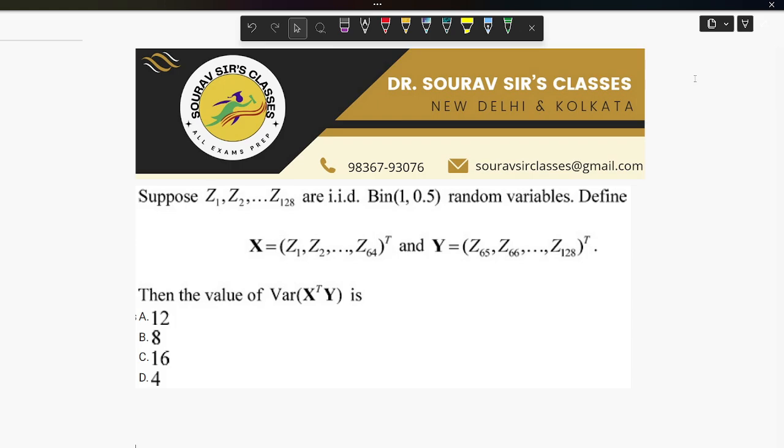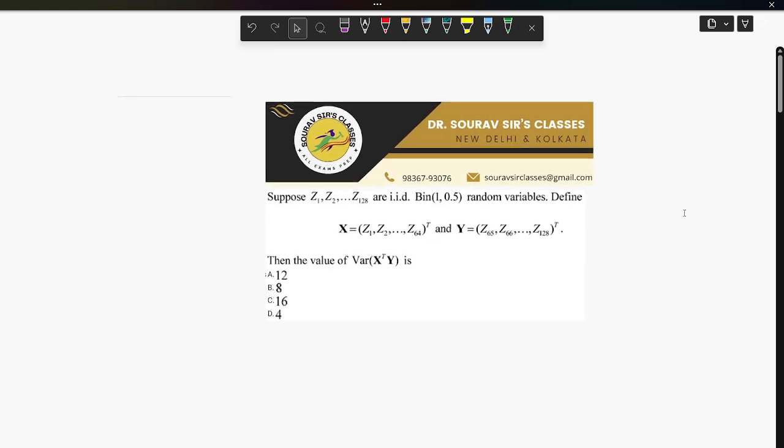So now we are going to solve a problem which appeared in the IIT JAM Mathematical Statistics question paper. The question says: suppose Z1, Z2, up to Z128 are IID Binomial(1, 0.5) random variables. Define X = (Z1, Z2, ..., Z64) transpose and Y = the column (Z65, Z66, ..., Z128). Then the value of the variance of X transpose Y is, and the four options are 12, 8, 16 and 4. So let's see what can be done with this.